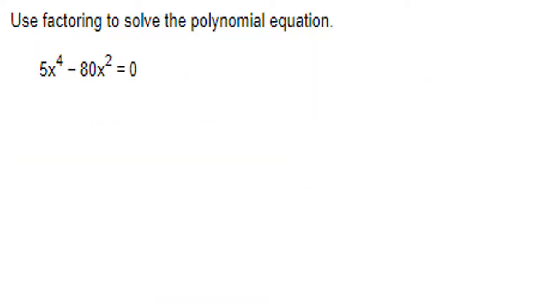Here's an example of a factoring problem. Notice that it's degree 4. That means it has an exponent of 4. If you look closely, there is a greatest common factor. 5 will divide into both the 5 and the 80. Also, both terms over on the left have x squared in common. So I will actually factor out 5x squared from each term.